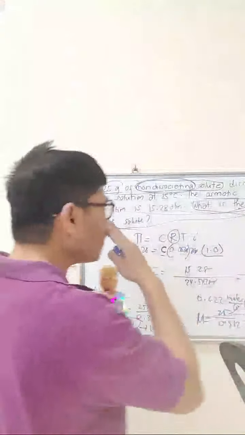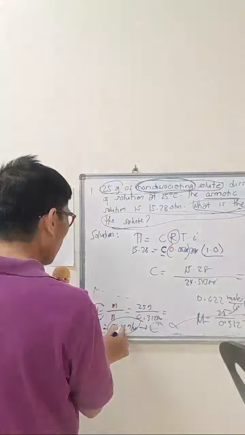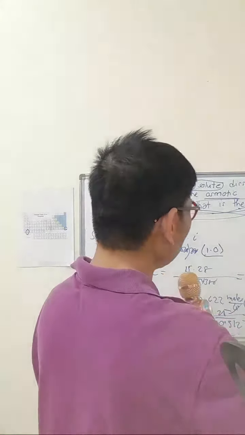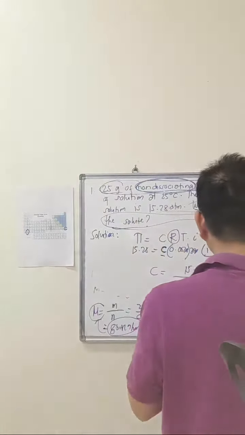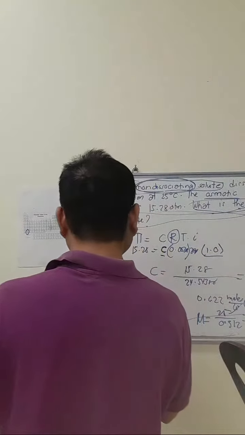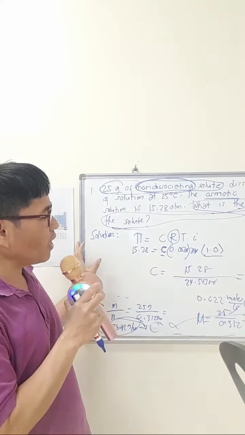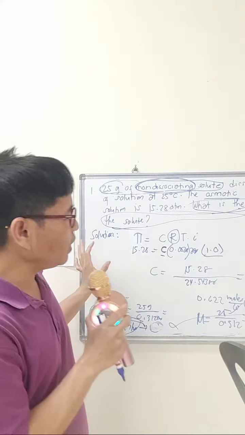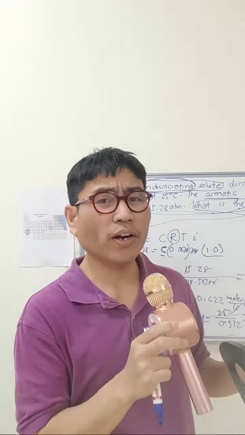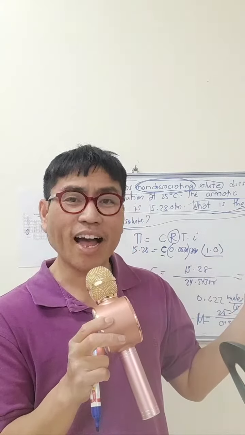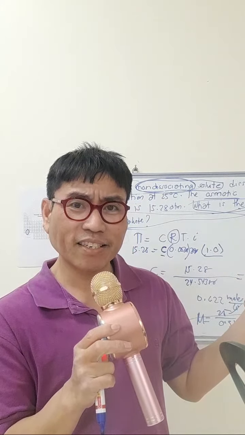Perfect. 80 point something, but the point is not the same, but it's okay. 80.12, but the answer there is 80.15666. But we have 80.12, so more or less we have the correct answer. Now we choose which among these options is correct. We use different assumptions of our i, but then we obtain the correct answer for the molecular mass.